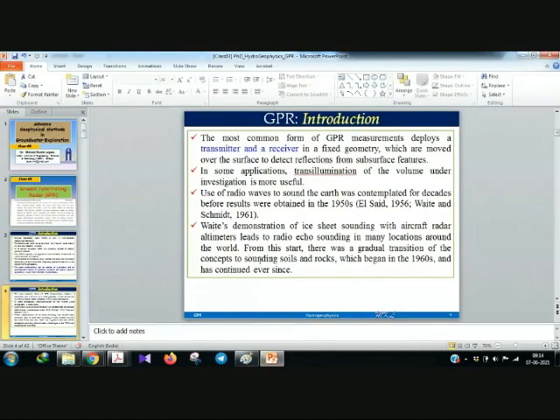The use of radio waves to sound the earth was first perceived before 1950, or in the 50s. Then with the demonstration in 1960 or 1961, they developed the idea of using the EM method. They had the idea of electromagnetic theory at that time, but the GPR idea, the gradual transition of the concept to sounding soils and rock, basically begins in the 60s, and it has continued ever since.